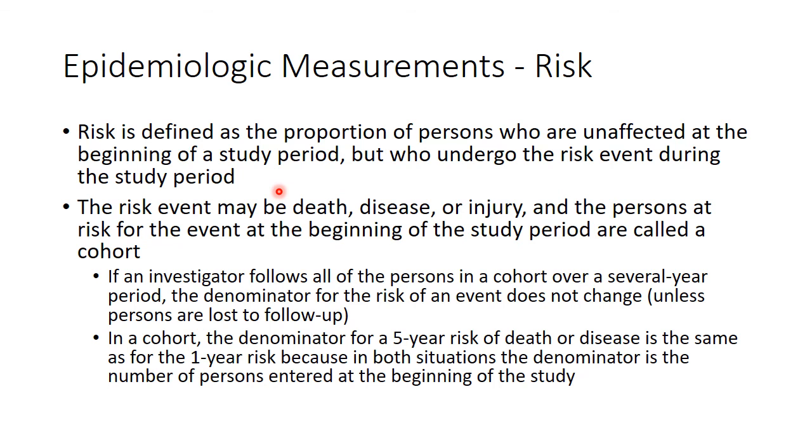And so, if we have an investigator who's following all the persons in a cohort, and you're looking over a several year period in a lot of these cases, that denominator for the risk is not really going to be changing, right? Because again, you're always going to have the same people who began the study, as long as they're not lost to follow-up and cannot be included in your statistics. But in a cohort, you're going to find that the denominator, if you were looking at whether it's 5-year risk or 1-year risk, doesn't really change because the number of people who joined the study at the very beginning hasn't really changed at all. So the denominator stays the same, but the numerator may change as time goes on based on people who undergo the event.